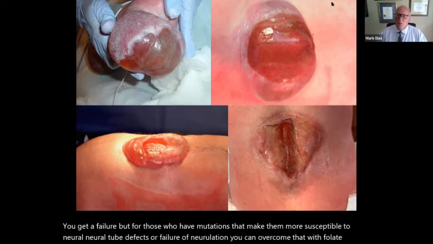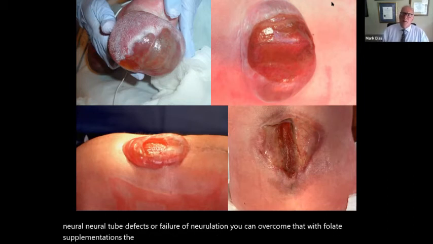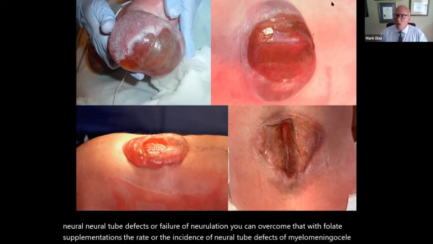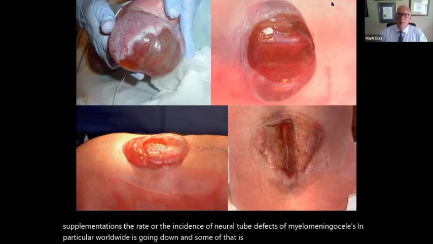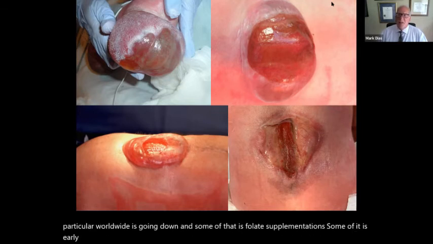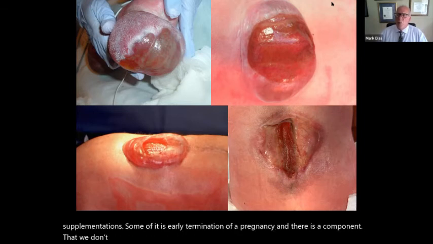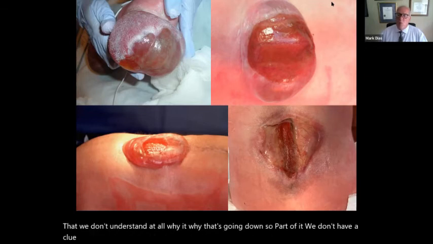The rate or the incidence of neural tube defects, of myelomeningoceles in particular, worldwide is going down. And some of that is folate supplementation. Some of it is early termination of pregnancy. And there is a component that we don't understand at all why that's going down. So part of it, we don't have a clue, as far as I know, why it's gone down like that.